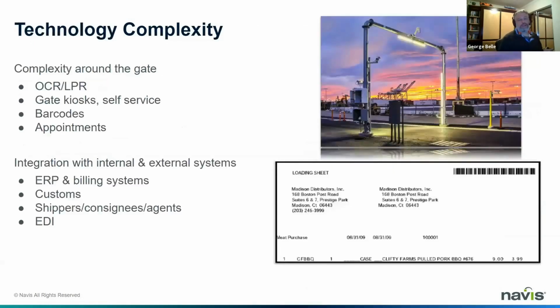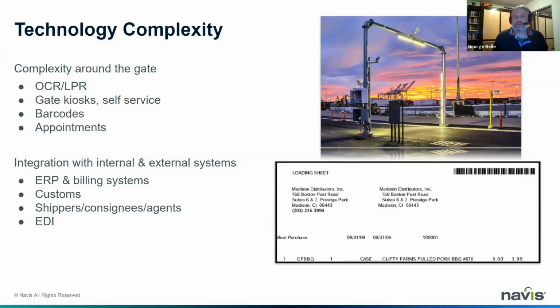So then moving on to the technological complexity, or looking at the technology behind it. There are some obvious technology points for things like OCR at the gate. Especially around the gate, there's a lot of technology. OCR and LPR, license plate recognition, for identifying the truck that's there automatically. Lots of gate kiosks that we see pop up now, so truckers can at least start their mission or identify why they're at the terminal, and do some of those steps before they really enter the terminal, to try to expedite the time that they're at the terminal.